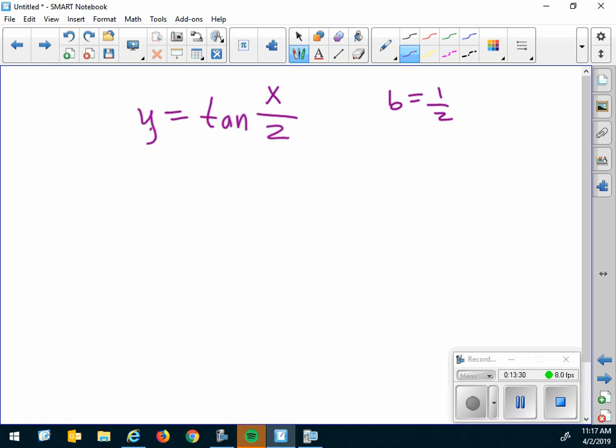B affects the period. So your new period is the old period, which was pi, divided by B. You with me? Your period is 2 pi. Now let's talk about your tick marks.